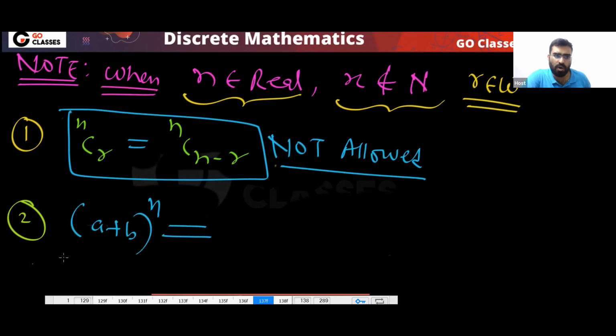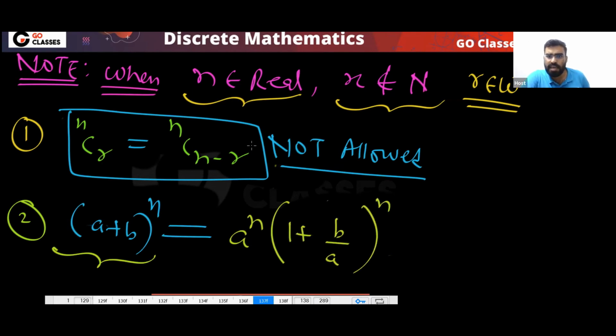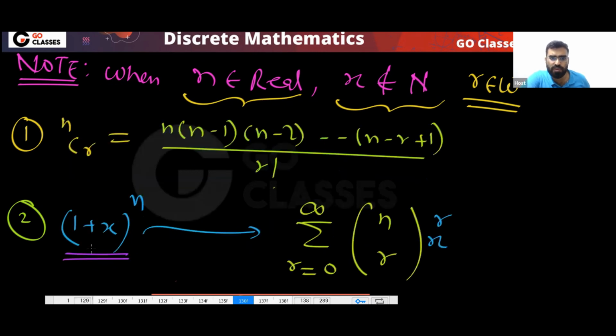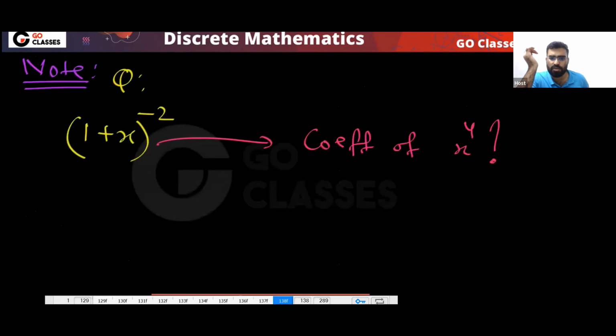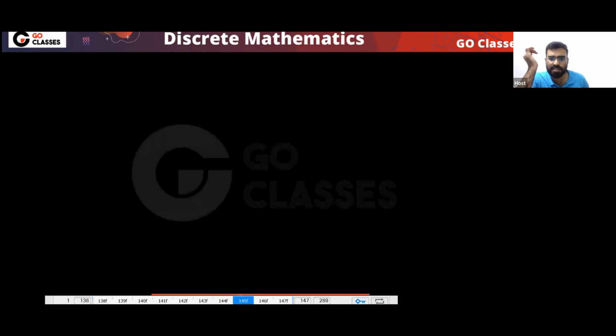And also this (a plus b) power n, how to handle this? To handle this, you have to take a power n out. We can only handle 1 plus x. Only this 1 plus x we can handle, nothing else. So if you want to handle (a plus b) power n, then you have to take a out. Now you can handle it. Now this is fine. So this is the idea. Now in this question, I'm asking you.